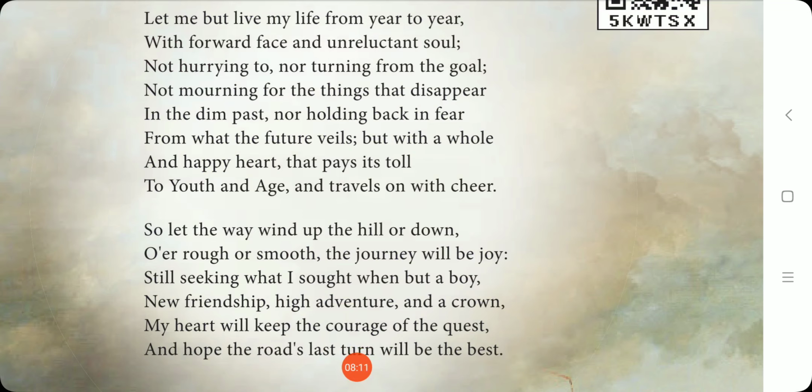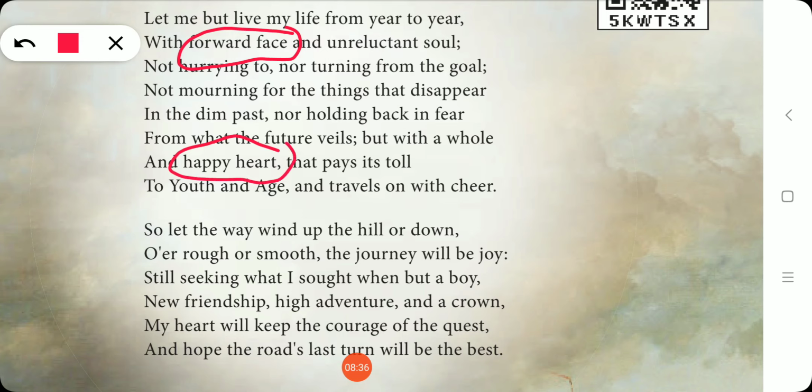Now look at the poem. See here, forward face. Here both have the same letter F and also the same sound F. Both are getting the same sound. So this is an example for alliteration. And also see here, happy heart. Both have the same sound and same letter. And also we can find some other example. See, wave wind.